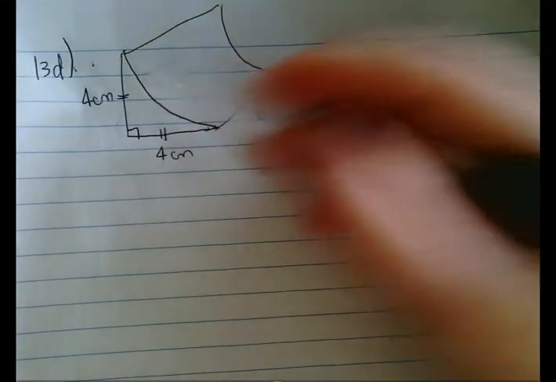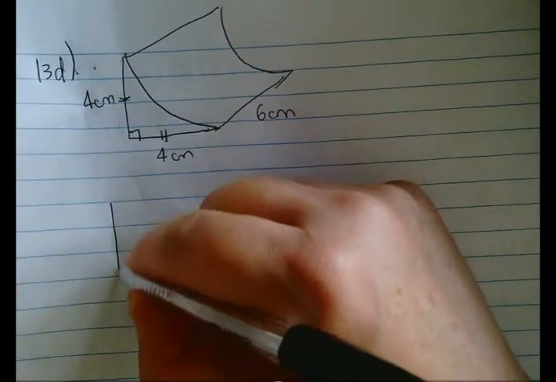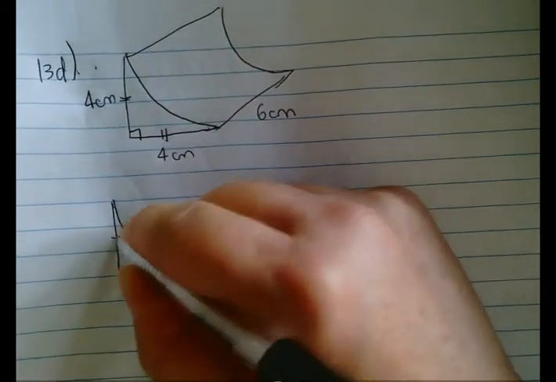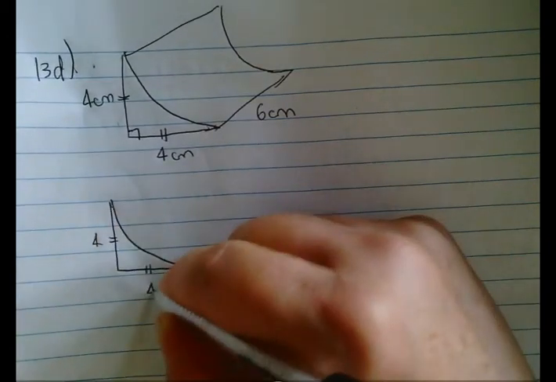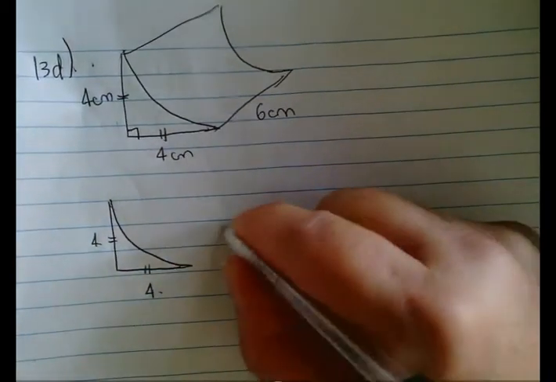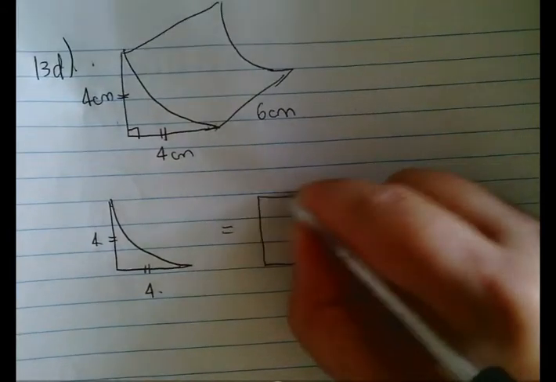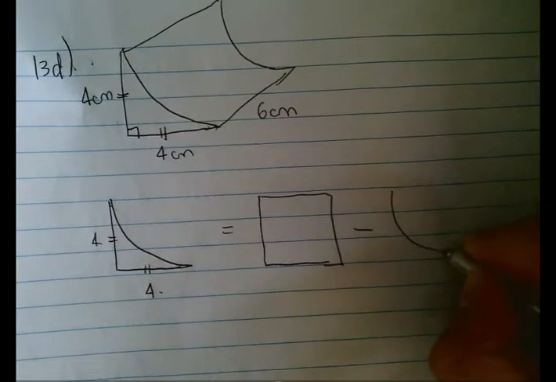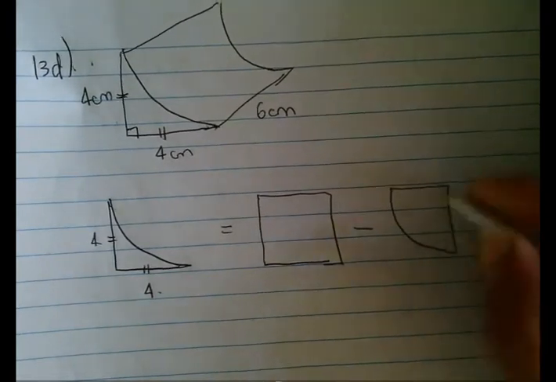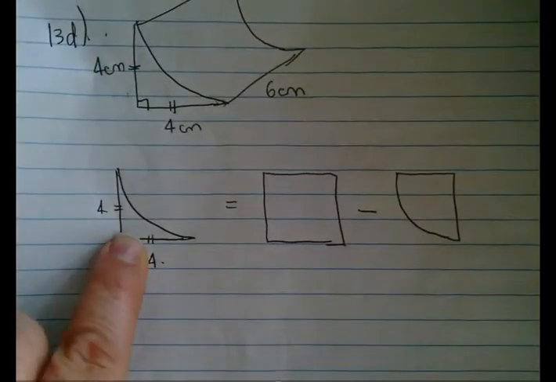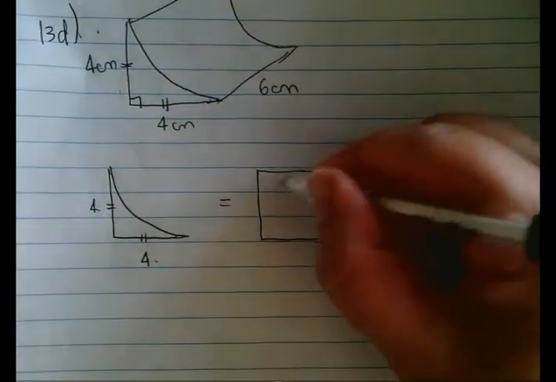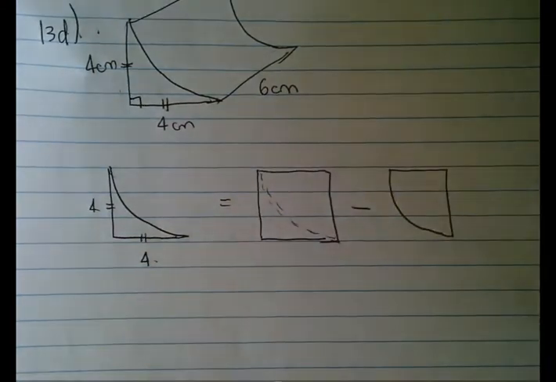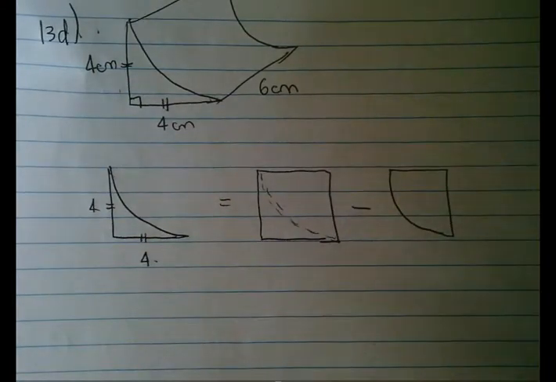Okay, we're finding the volume of this solid. We need to work out how this shape is formed. What do you think? Do you think you had a square and then what got cut out of it? Then the quadrant got cut out of it. That's how you get that shape. You start off with a square and then you cut that out. Can you see it now?